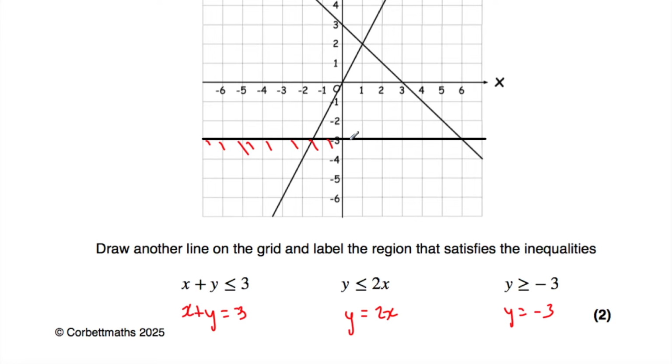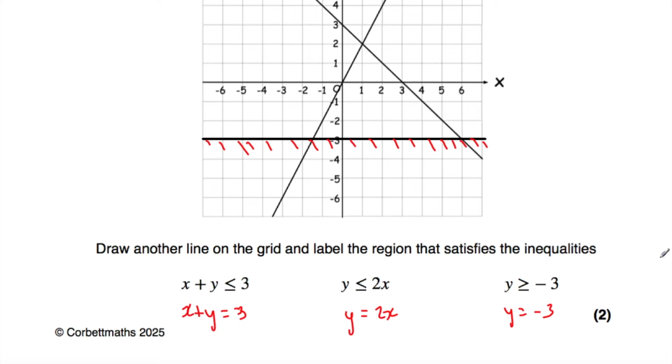I find whenever you've got those 3 lines on, sometimes even 4 lines on that grid, it can be hard sometimes to remember which bit you're accepting, which bit you're rejecting. So I just use those as a bit of an aide-memoire, just to remind myself. Okay. Now our next one, y is less than or equal to 2x.